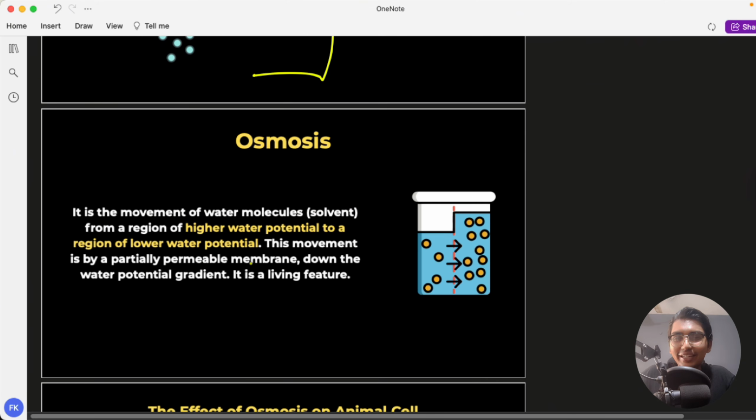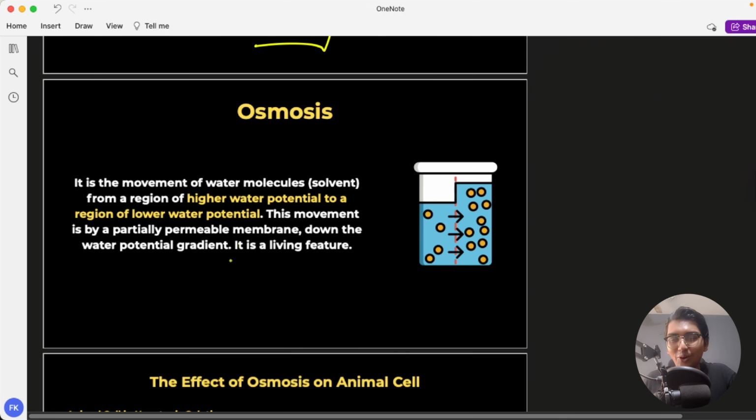Now let's look at another topic, which is osmosis. Osmosis is the net movement of water molecules, or we call it solvent. Why is this a solvent? Because most of the chemical reactions occur in water, so it's a good solvent, right? Most of the substances also dissolve in water. So what is osmosis?